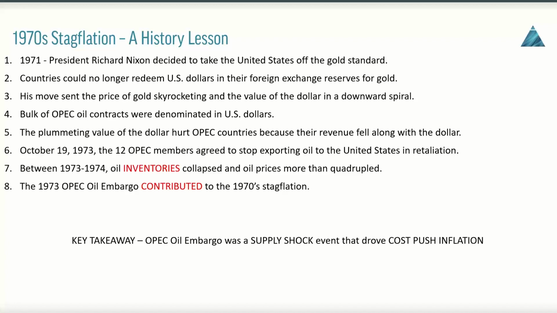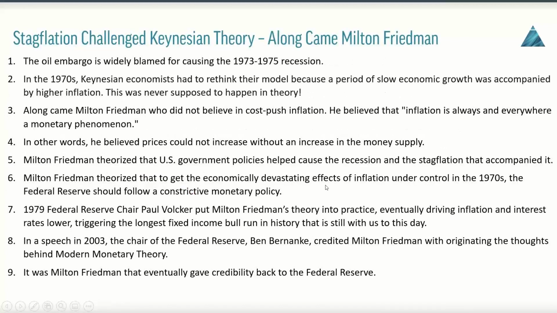In 1973, the OPEC oil embargo contributed to that 1970s stagflation that we always hear about. So the key takeaway here is that the OPEC oil embargo was a supply shock event that drove cost push inflation. And this more or less challenged traditional Keynesian economic theory. And along came a gentleman by the name of Milton Friedman. So let me just outline very briefly how this took place.